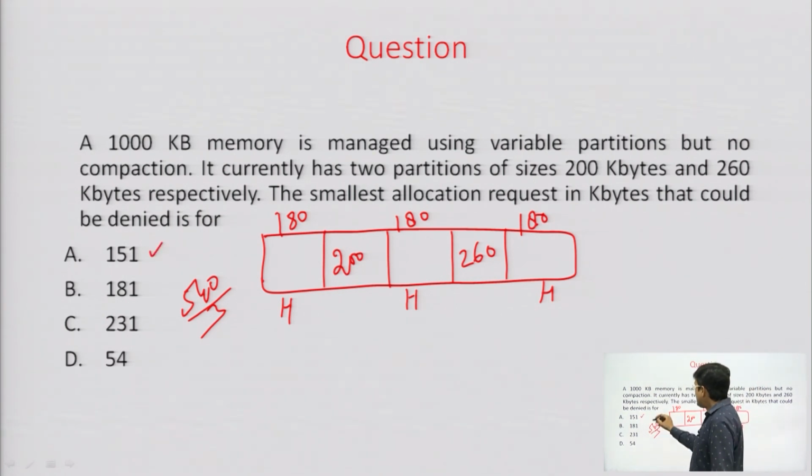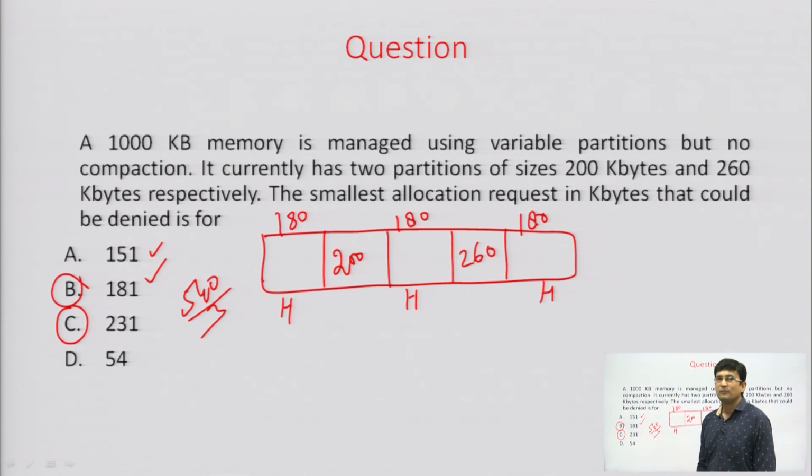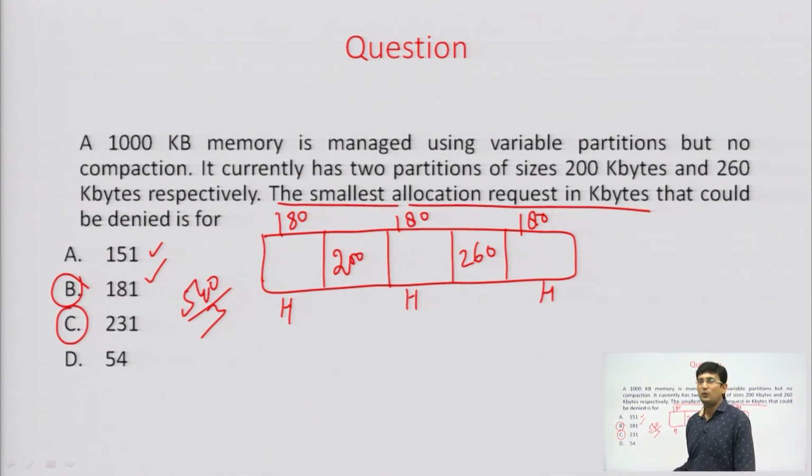So, 151 size will be accommodated in any of the holes. 181, yes, we can deny 181 size. Okay. Obviously, 231 will also be denied, but 54 can be accommodated. So, we have a conflict between B and C, but the question asks for the smallest allocation request. So, out of 181 and 231, 181 is the smallest one. So, I can say that a 181 size process cannot be accommodated anywhere.